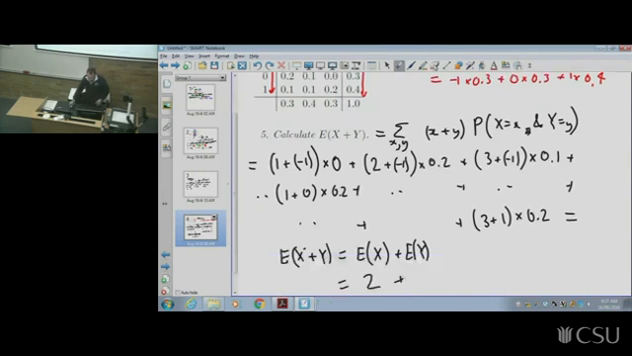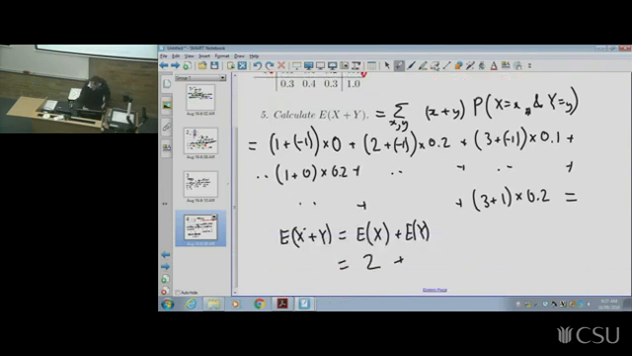So, back to our problem down the bottom here. The average value of x was 2, the average value of y was 0.1. So the average value of the sum of them would be 2.1.